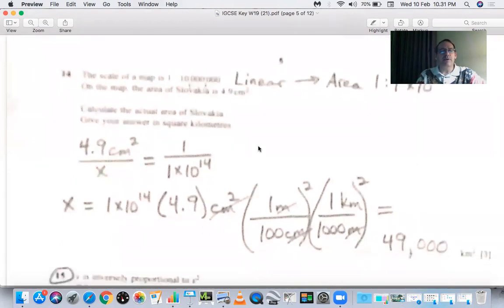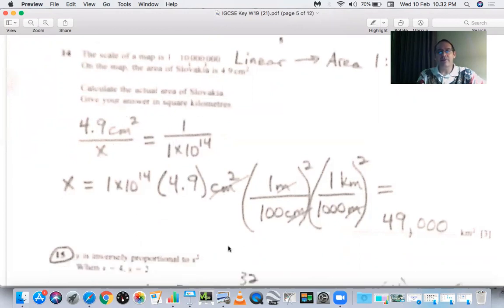Now we need to set up our proportion. We have 4.9 centimeters squared, that's obviously on the map, to an actual area equals 1 to 1 times 10 to the 14th of map to actual area. Cross multiply, so our actual area is 1 times 10 to the 14 times 4.9. That puts us in centimeters squared for actual area, and we want the answer in square kilometers.